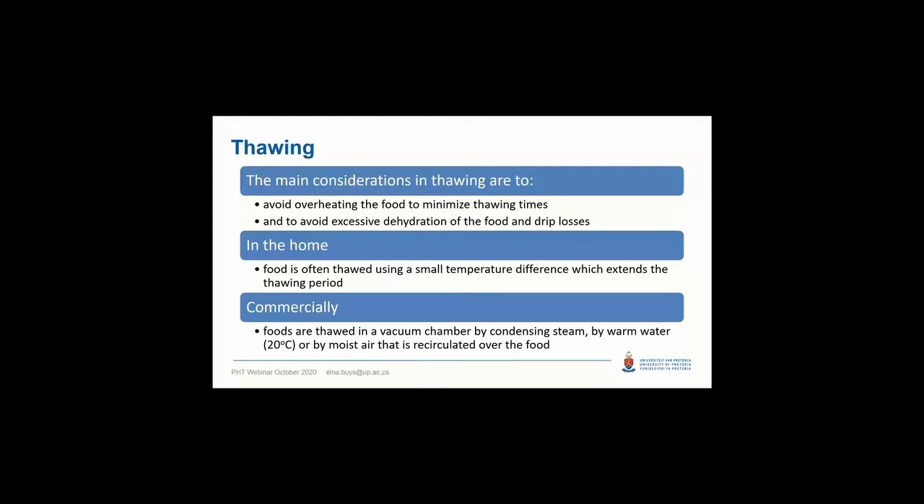So in the home, we'll find that mostly foods are thawed using small temperature differences with a prolonged thawing period. And commercially, foods are thawed in a vacuum chamber by condensing steam, or by warm water, or by moist air that recirculates over the food.